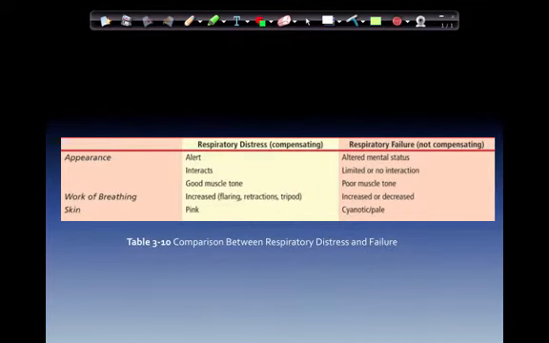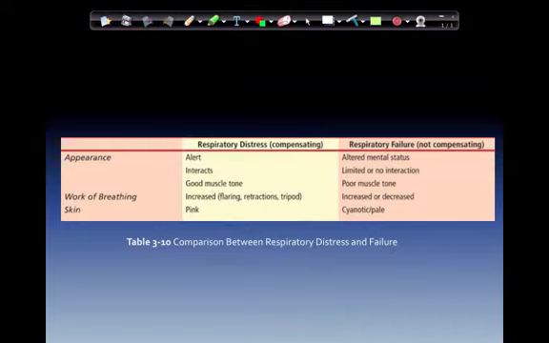Comparison between respiratory distress and failure. And these are always good signs to keep in your head as far as a line that I need to cross. Appearance. The person in respiratory distress is compensating. They are alert, they interact, they have good muscle tone. They may have increased work of breathing, but their skin is still pink.